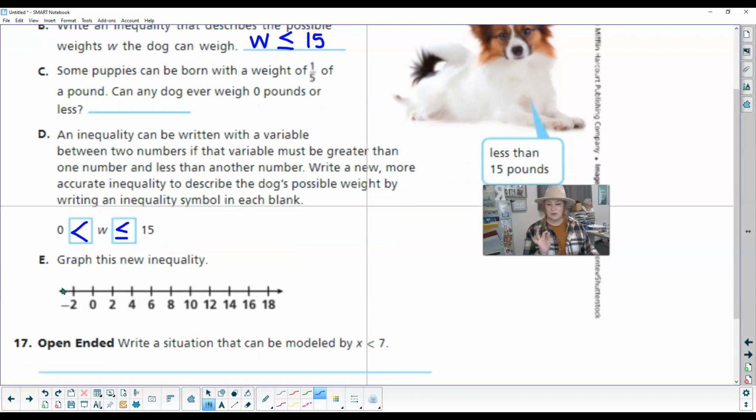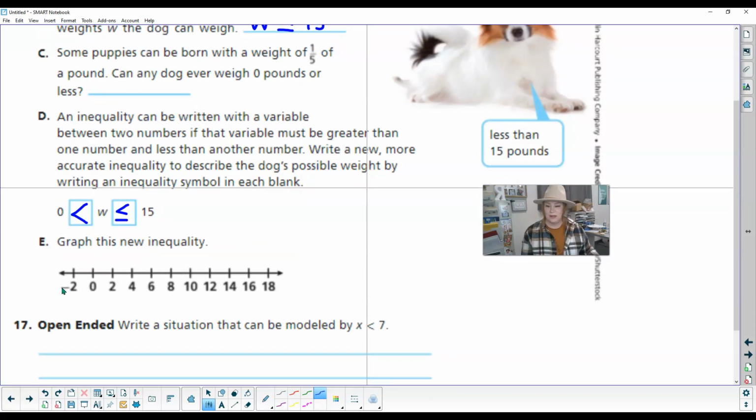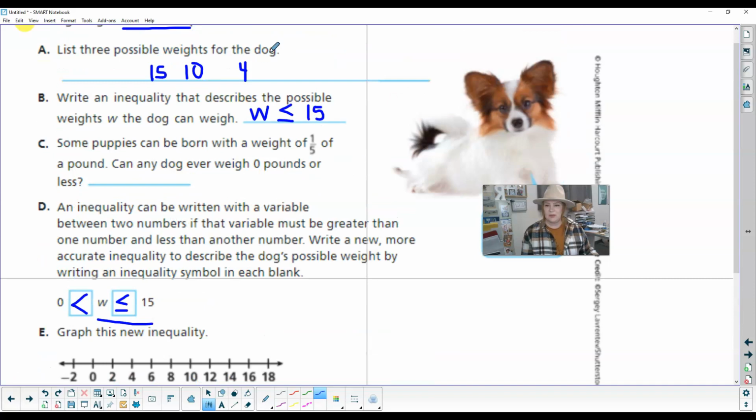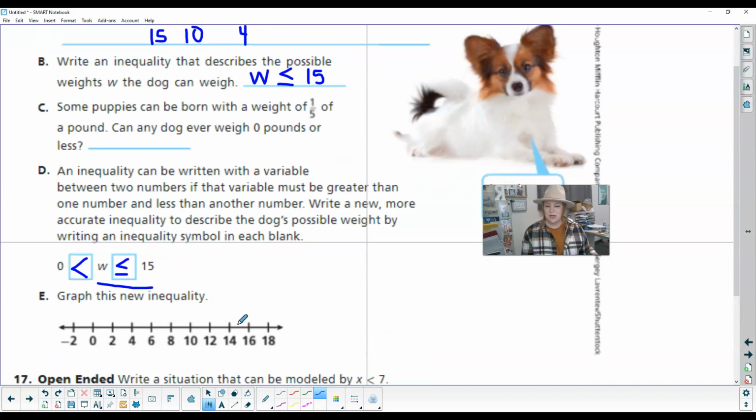So now we're going to graph this new inequality. So let's start with this one here. So we know we came up with these possible solutions here. So we're going to start with 15. And it was included, right? That garage door is shut. We can't see into it. Wrap it up in there.